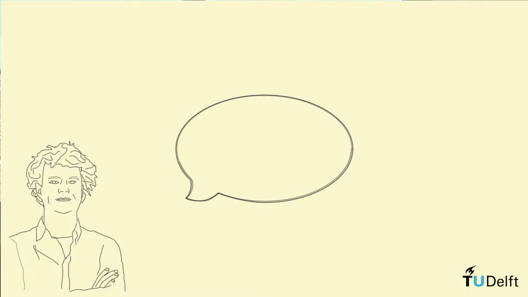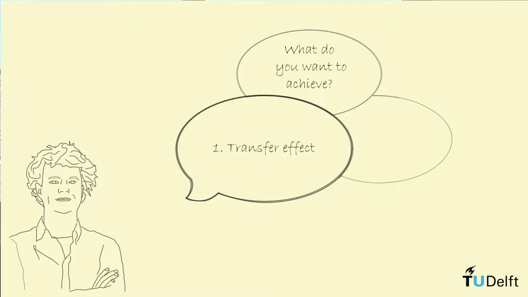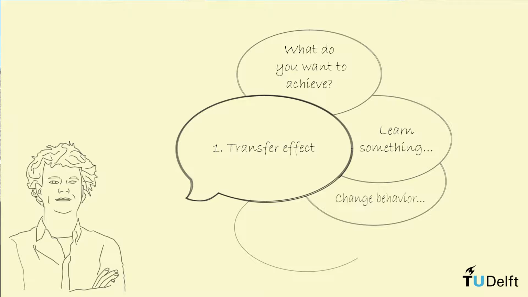The first dish is that you obtain the transfer effect. What is it exactly that you want to achieve with your game? Is it that you want people to learn something, to change their behavior, to stay more compliant to their therapy, to swallow their medicine more regularly?